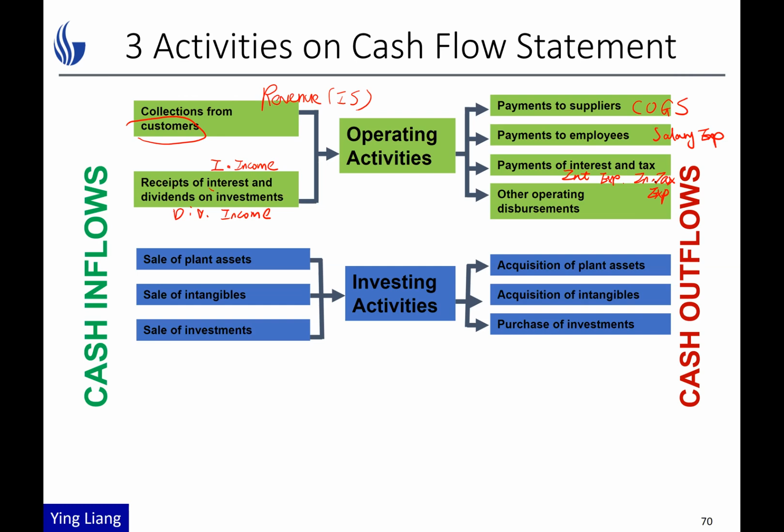In the cash inflows, we have sale of plant assets. So when you have inflows, that means you collect money. In exchange, you lose some of your long-term assets. So this is the tangible one, plant assets.